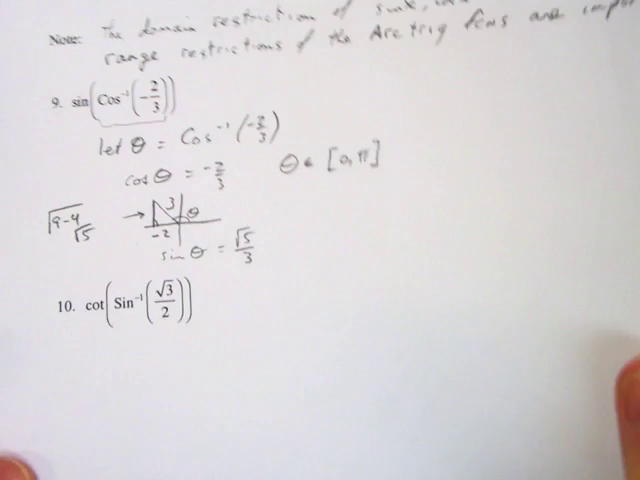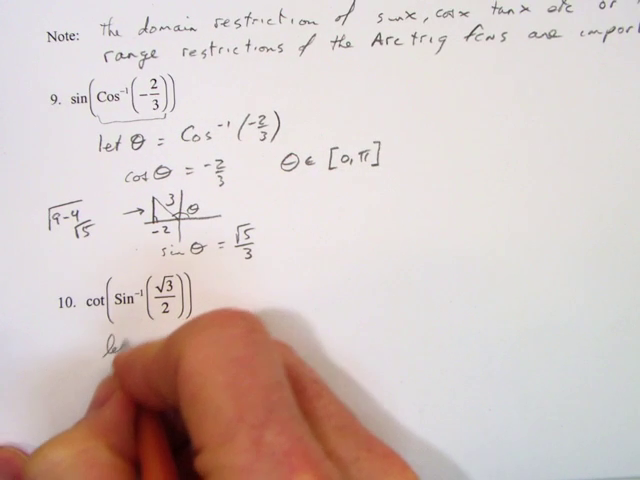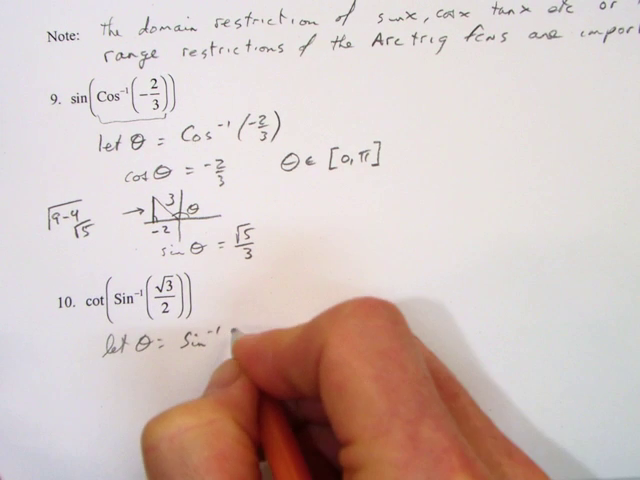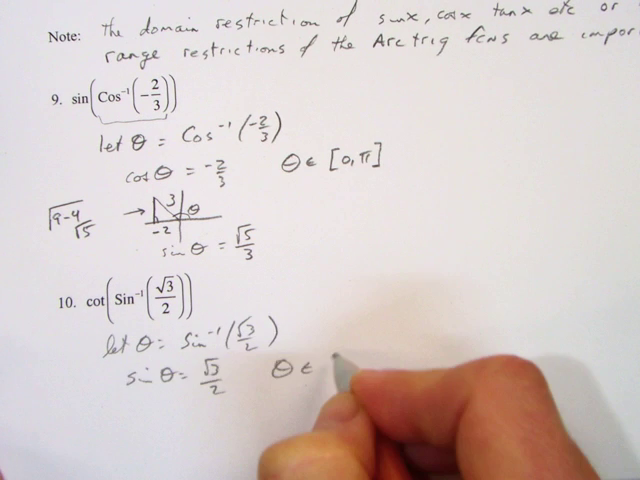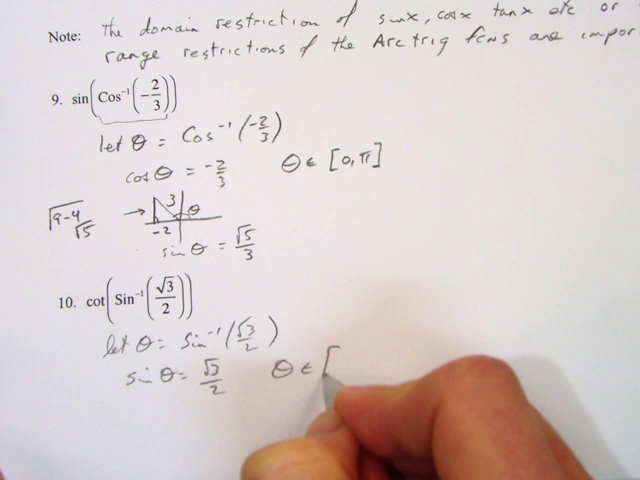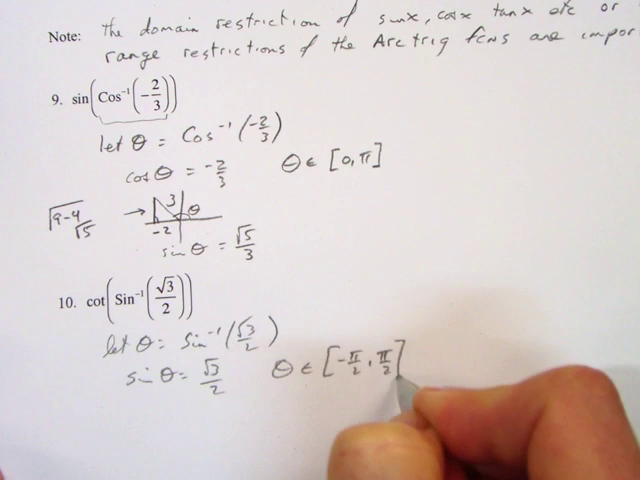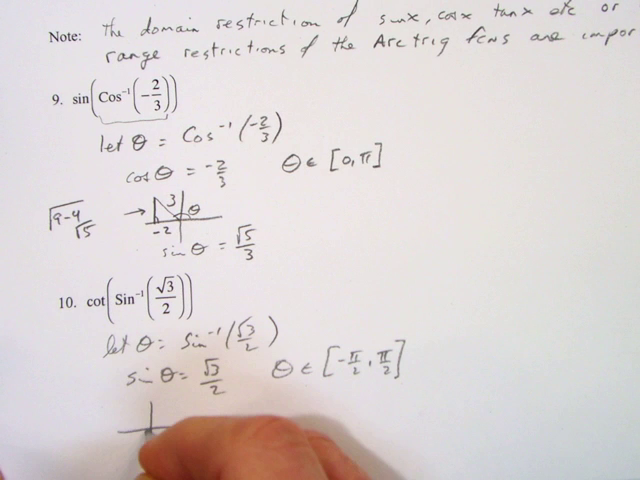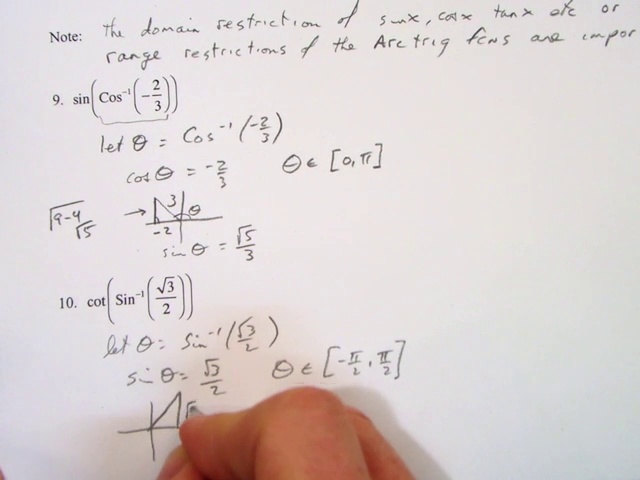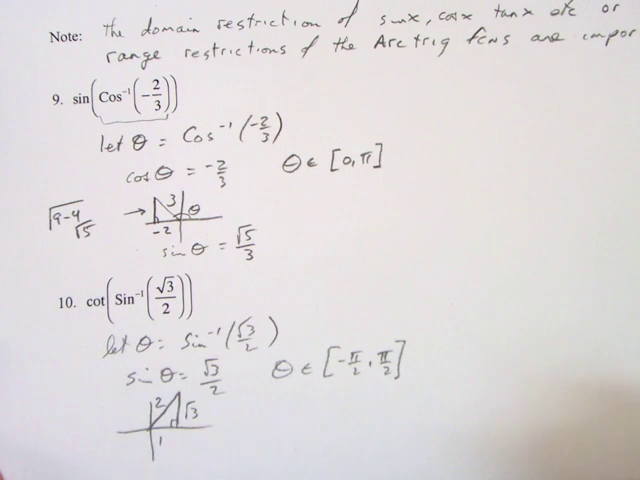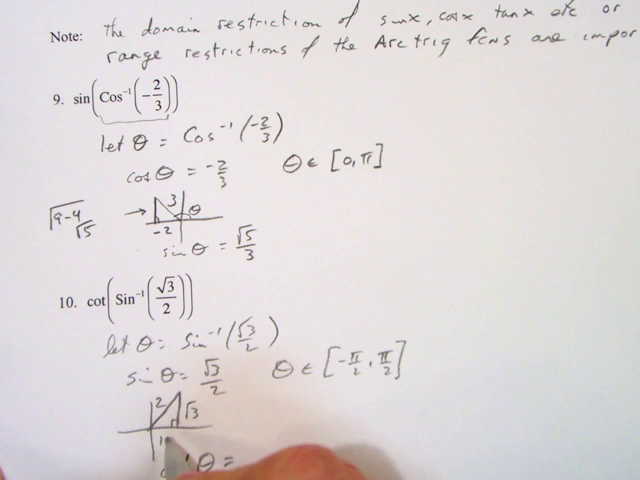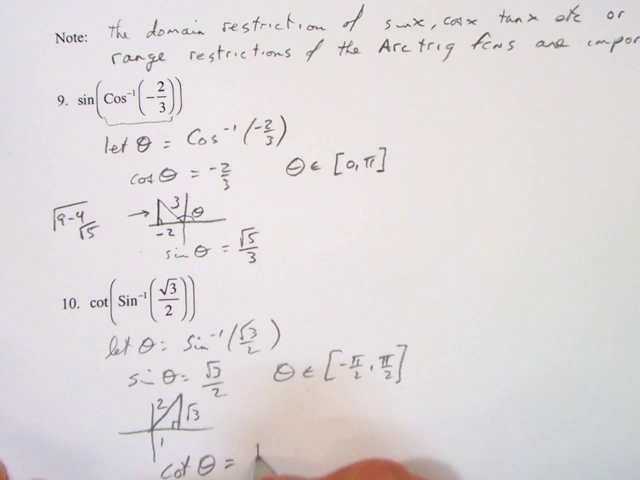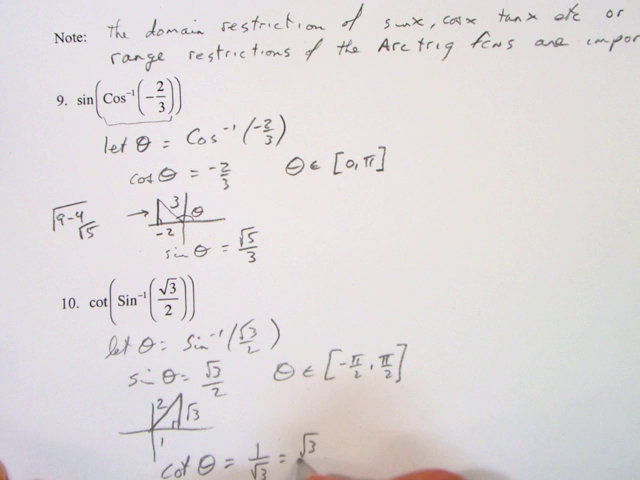Similarly, you would say let theta equal the inverse sine of root 3 over 2. So then the sine of theta equals root 3 over 2, with theta in between negative pi over 2 to pi over 2. So it's either the fourth or the first quadrant. In this case, we're in the first quadrant because it's positive. So root 3, 2, this would have to be 1. It's our standard 30, 60, 90 triangle. So we want the cotangent of theta, which would be adjacent over opposite. So 1 over root 3, which simplifies to root 3 over 3. And that's it.